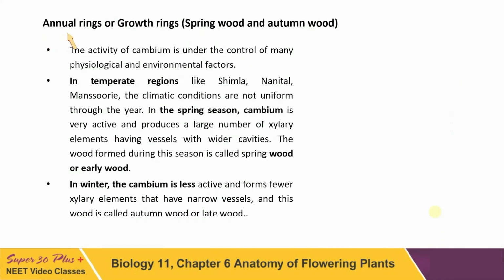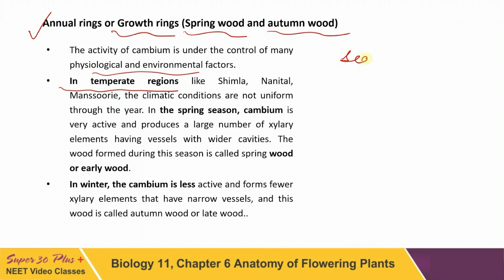Come to the next now: annual ring formation. Annual ring, also known as growth ring, is because of spring wood and autumn wood. How will this be formed? The activity of the cambium is under the control of many physiological and environmental factors, especially in the temperate region where the seasons are formed. There may be a favorable season and an unfavorable season. For example, the spring season is the favorable one, and the winter season is the unfavorable one.